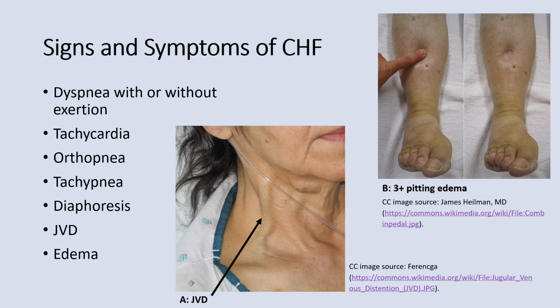Image A shows a patient with jugular vein distension or JVD, which is a sign of right-sided heart failure. Image B shows a patient with lower leg swelling called pedal edema. If you take your index finger and push down in the edematous portion of the patient's extremity, you will notice it leaves a pit that can take up to several seconds for the skin to rebound. This is known as pitting edema. The patient seen in this picture will be described as having 3+ pitting edema.